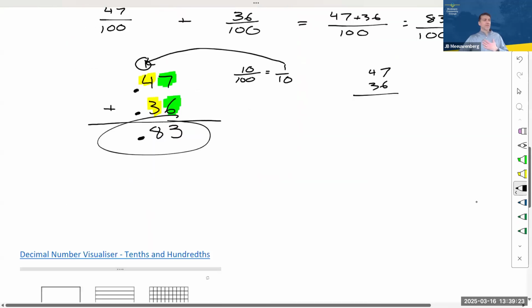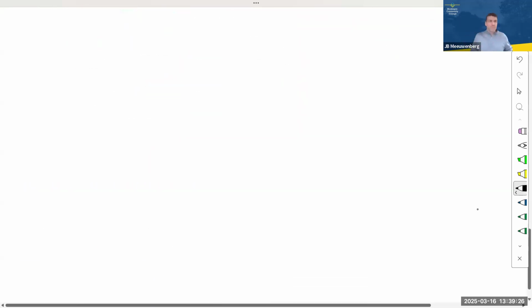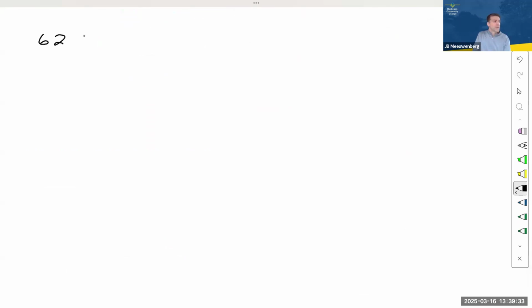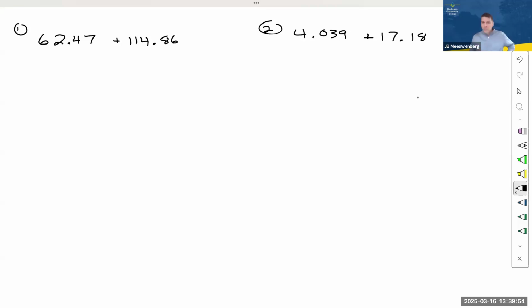Let's practice a couple of these. You'll probably be doing these with your paper and pencil algorithm, but take a moment to just practice adding these two decimal numbers together. 62 and 47 hundredths plus 114 and 86 hundredths. That's the first one. And the second one is 4 and 39 thousandths plus 17 and 18 hundredths. Pause, take a moment, add those, do a check for yourself.